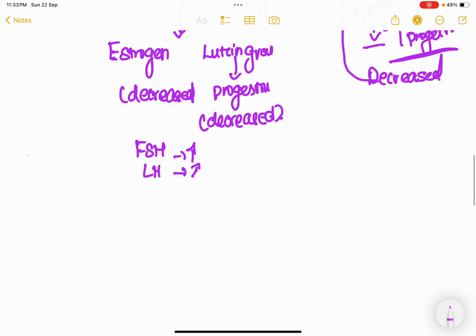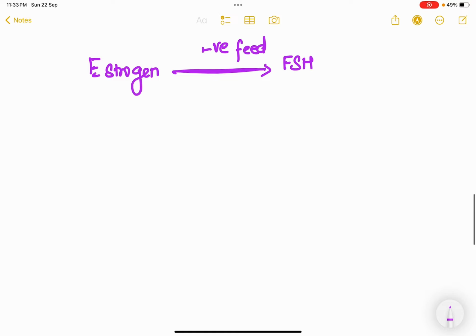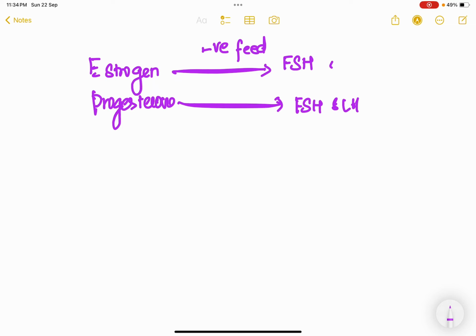Is that clear, students? I want it to be very clear for you. Estrogen has a negative feedback on FSH. Progesterone has a negative feedback on FSH and LH. Estrogen also has a negative feedback on FSH and LH. So the levels of FSH and LH are decreased since it has a negative feedback when the estrogen is present in normal concentration.